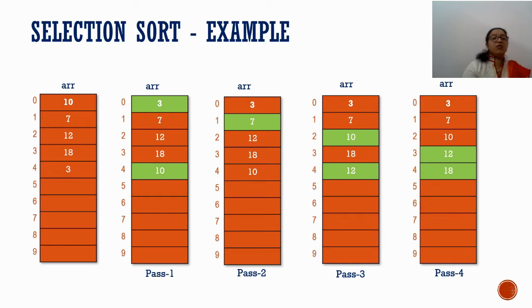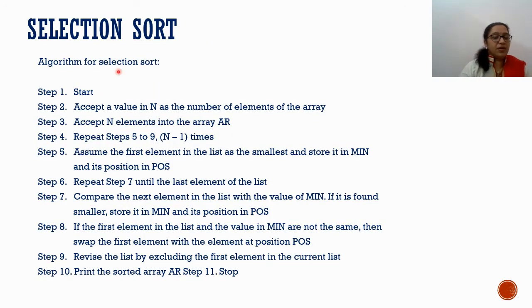Understood? So now we can check the algorithm for selection sort. So how to solve the selection sort? So algorithm for selection sort. Now step 1 start. Step 2, accept a value in n as the number of elements in the array. So first we want to declare the array with the maximum size, and here we are using n, another variable, for the limit, for the number of elements in that array. Now step 3, accept n elements into that array AR. So AR is the array name, and we are inputting n elements into that array.